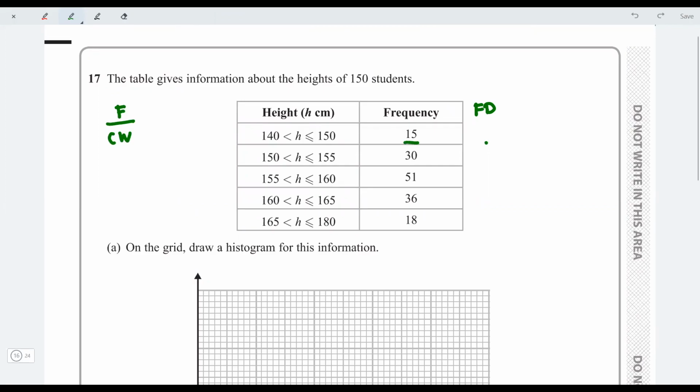So that's 15 divided by 10, which is 1.5. 30 divided by 5, which is 6. 51 divided by 5, which is 10.2. 36 divided by 5, 7.2. And 18 divided by 15, 1.2. So I've now got to plot the first one by the frequency density.